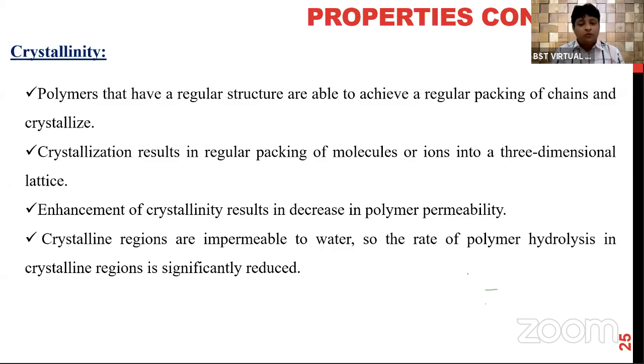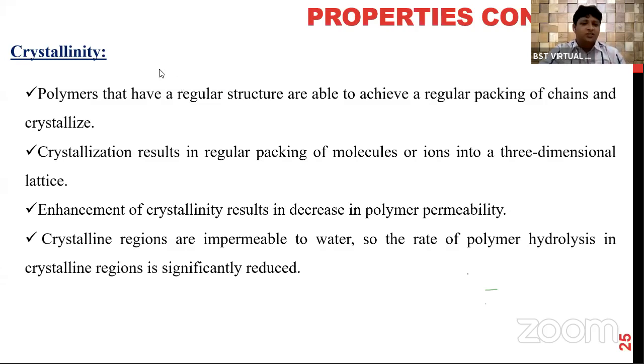Because of this arrangement, the permeability of solvent through this arrangement or through this bond is very less. So due to this permeability, the solubility will be very less, because the solvent is unable to penetrate, by which it is unable to break the bond. Due to the inability of breaking or rupturing the bond, it will not be solubilized. So the same thing is also discussed here.